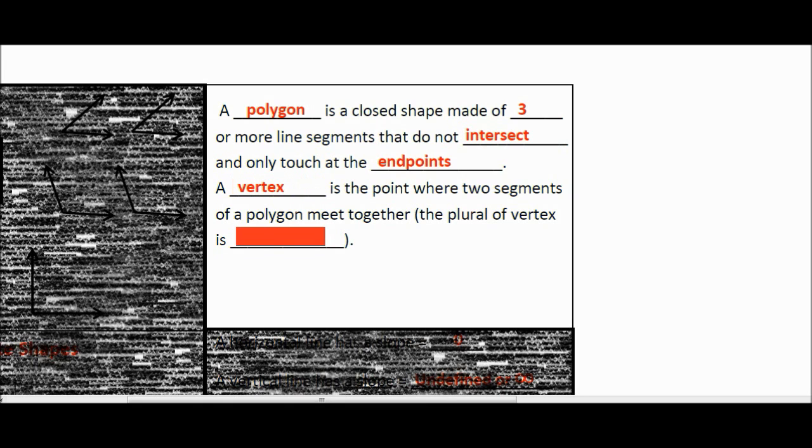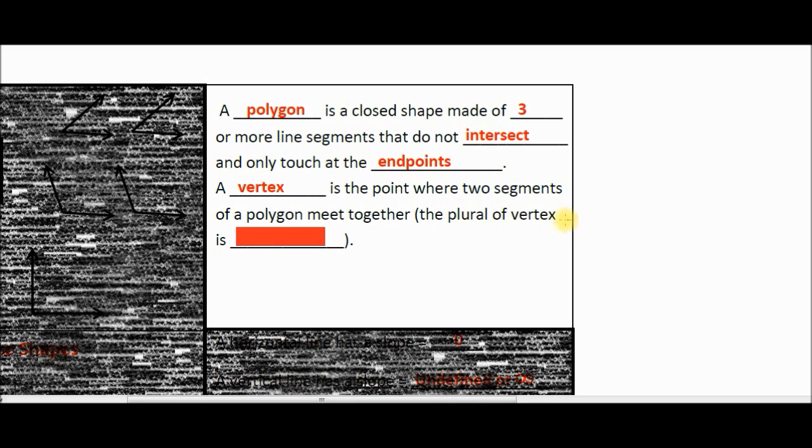Alright, our next word is a vertex. Now you're going to see this word vertex in a bunch of different situations, and it can mean different things depending on the type of math problem that we're talking about. But in this case, with a polygon, a vertex is the point where 2 segments of a polygon meet together. That's the endpoints, where the 2 sides of a polygon touch each other. So a vertex is a point where 2 segments of a polygon meet together.